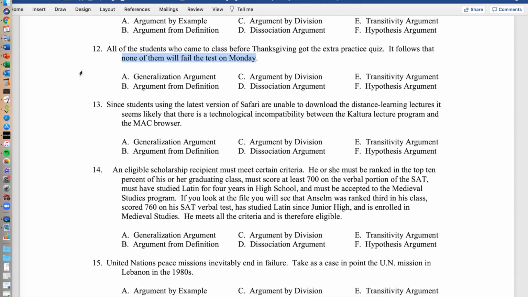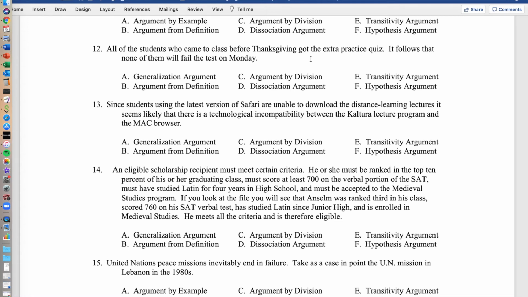So again, we have categories indicated by or represented by the subject and predicate terms. We have students who came to class before Thanksgiving, students who got the extra practice quiz, and students who will not fail the test on Monday. So we reason to that conclusion or that claim on the basis of knowing which categories those students were also in the evidence statement, right?